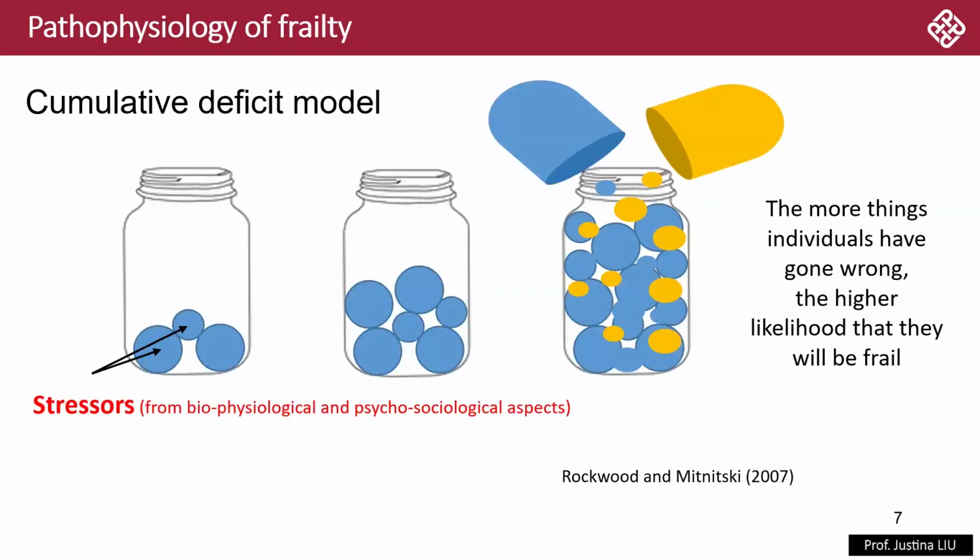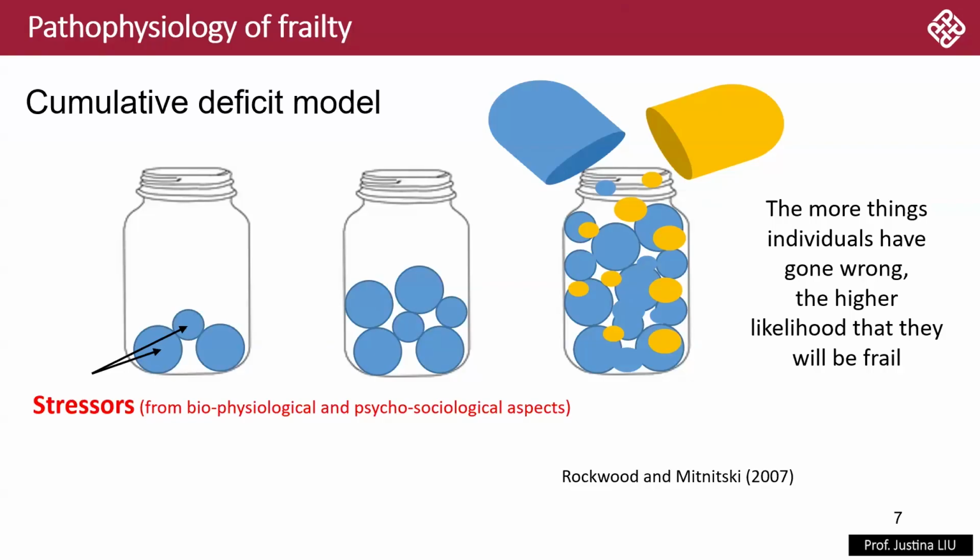Actually, the exact pathophysiology of frailty is yet to be fully understood. That's why different scholars try to propose different models to explain the underlying cause of frailty. Besides the phenotype model that I have just discussed, another model was proposed by Rockwood and his team, called the cumulative deficit model. It basically means that the more things have gone wrong in individuals, the higher the likelihood that they will be frail.